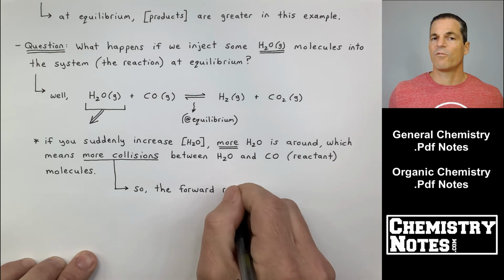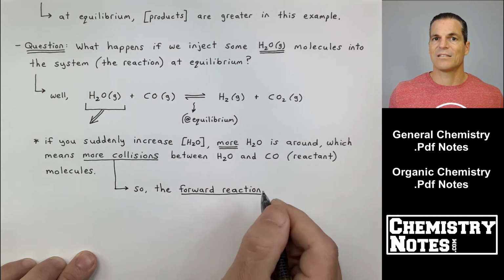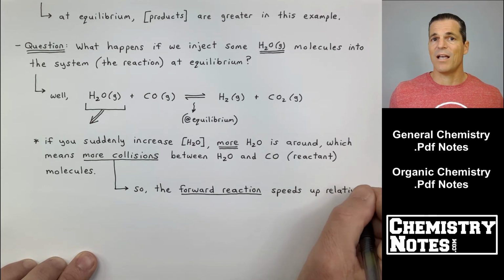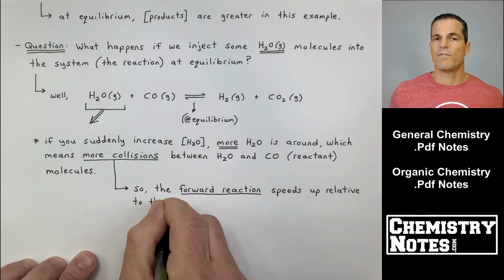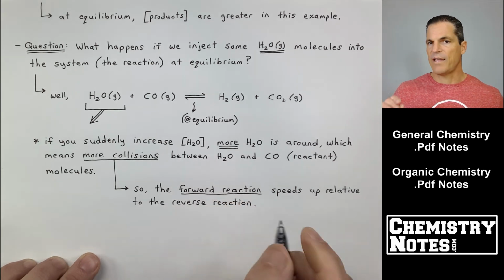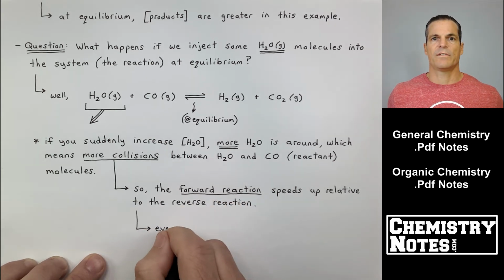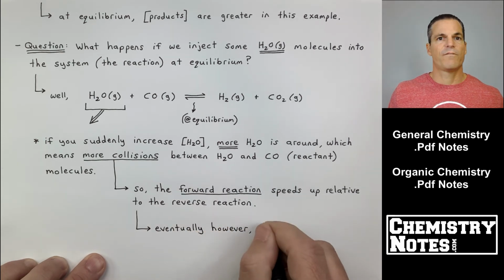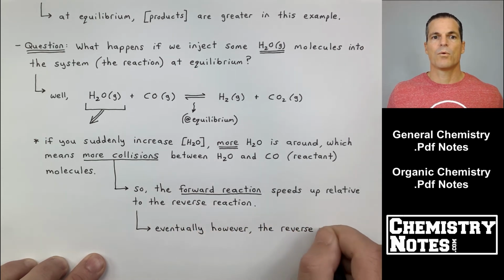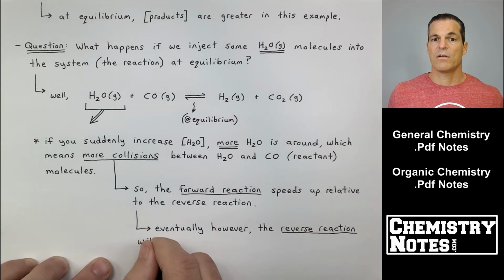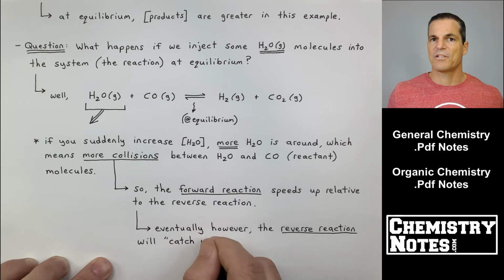So what happens to the forward reaction if I get more reactants colliding all of a sudden? The forward reaction speeds up relative to the reverse reaction. Now remember, we were at equilibrium moments ago, and now we add a reactant all of a sudden, H2O gas. So when we add that, the forward reaction speeds up relative to the reverse reaction. Now eventually, however, the reverse reaction will catch up.